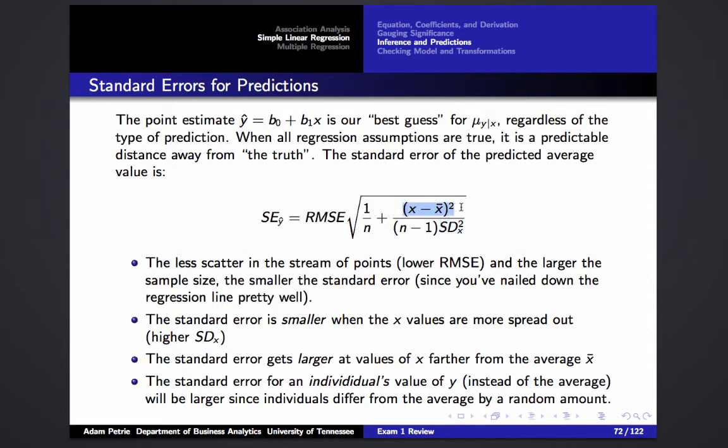And perhaps the most important insight: the accuracy of our predictions, the amount of uncertainty we have, depends on how far the value of x at which we're making our prediction is from the overall average value of x in the data. The amount of uncertainty we have in our predictions grows when we make predictions farther and farther away from the overall average value of x.